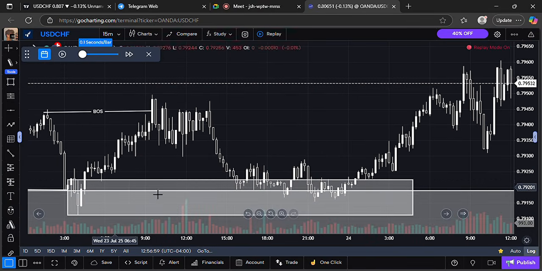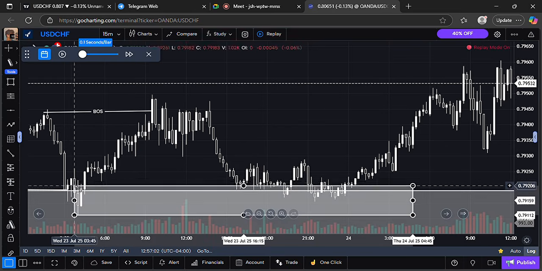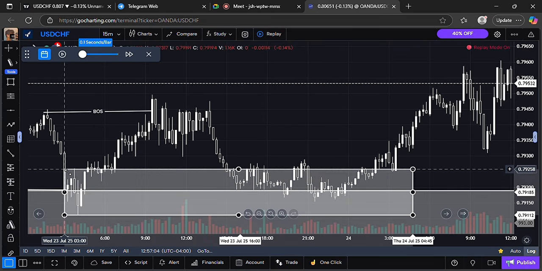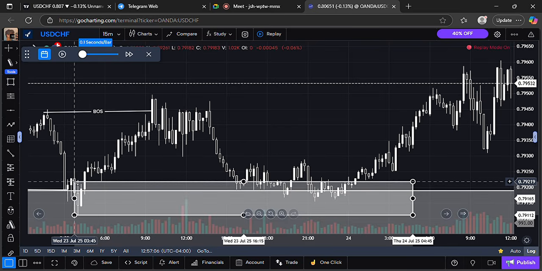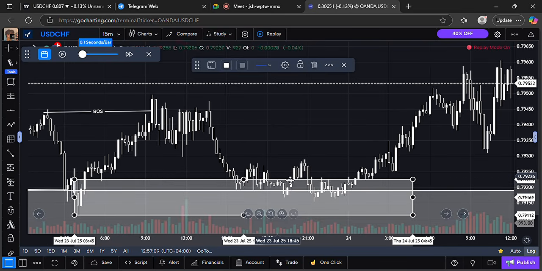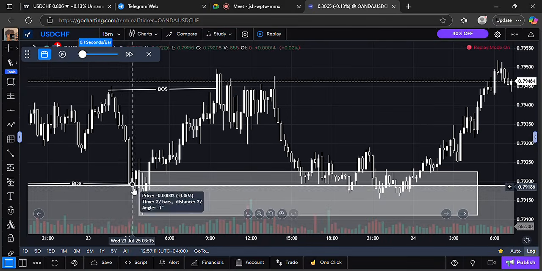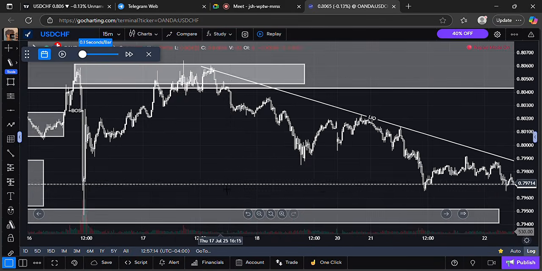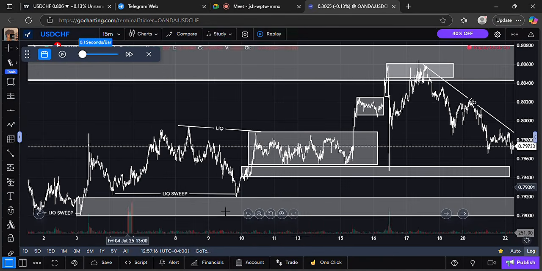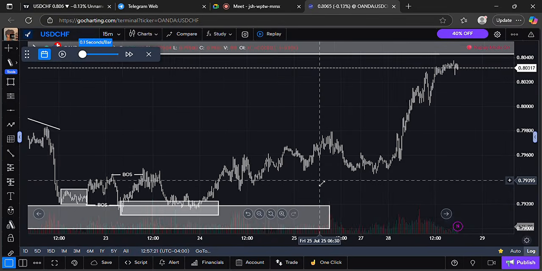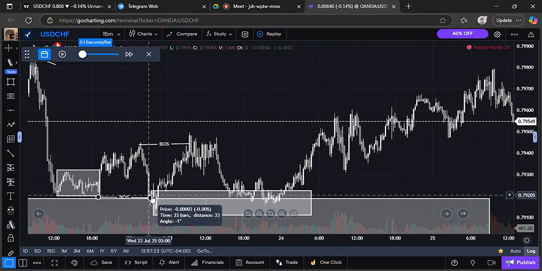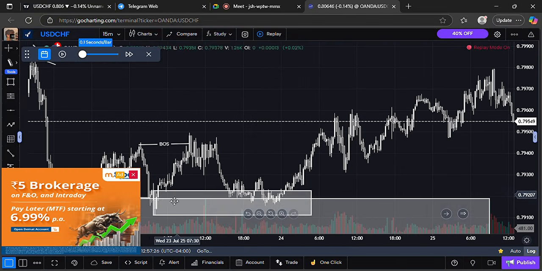This was a demand zone. Either it's mitigated, but it should work. It's mitigated, but it still works. This is how I gave you some examples of mitigated zones. This zone was mitigated once here, and then it gave a break of structure down there, and still on 15 minutes the mitigated zone works. So any doubts, you guys?